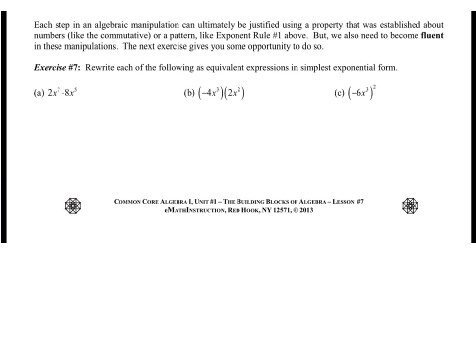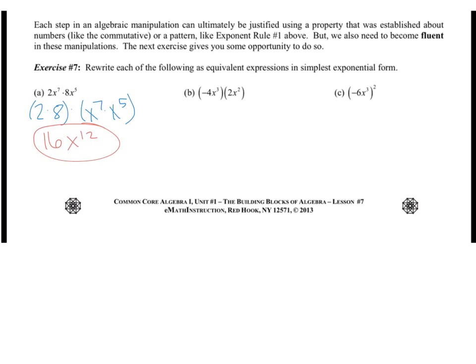So for this next one, we need to become fluent in the manipulations. So please pause and see if you can do these on your own and then check your work. So 2x to the seventh times 8x to the fifth. We're going to use the commutative and the associative property at the same time to take the coefficients of 2 and 8 and separate them, and then the x to the seventh times x to the fifth and separate them. Well, 2 times 8 is 16, and then x to the seventh and x to the fifth becomes x to the 12th power.